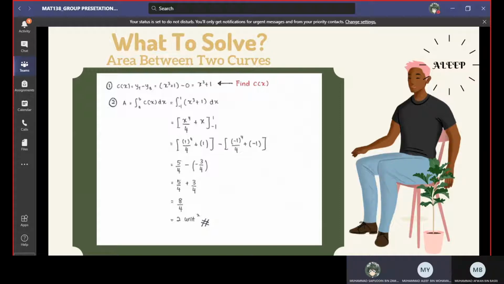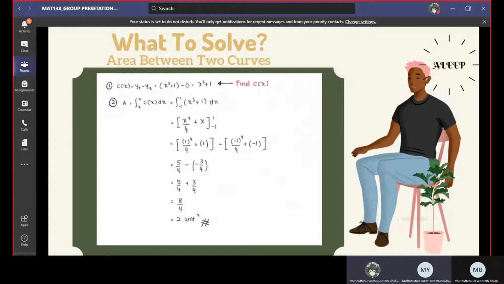And then negative. Our limit of integral is -1 to 1. And then we substitute our limits into our integration. So, bracket x to the power of 4 divided by 4 plus 1, and minus -1 to the power of 4 divided by 4 plus -1. Then it will become 5 over 4 minus -3/4, and then negative, so we will get positive 5/4 plus 3/4, and then we can get 8/4.